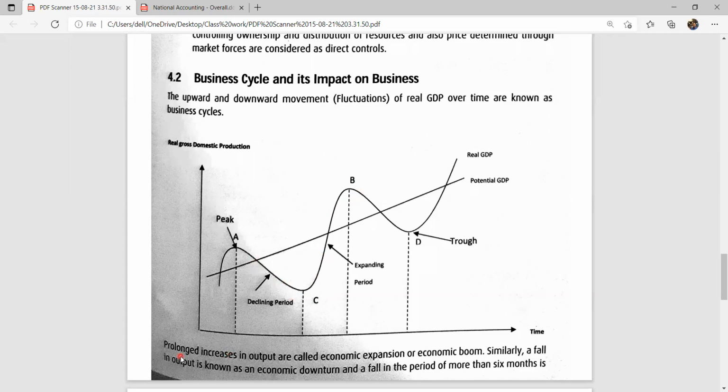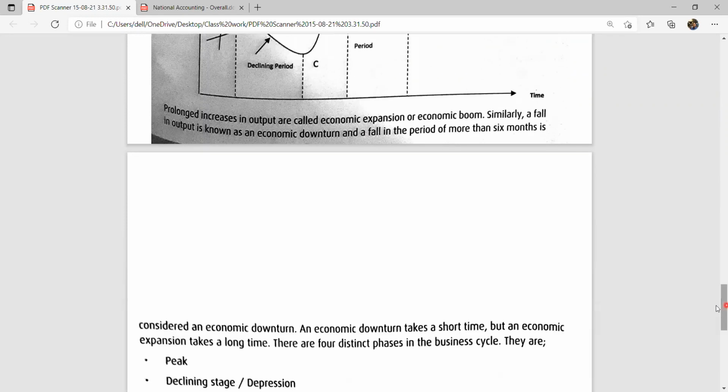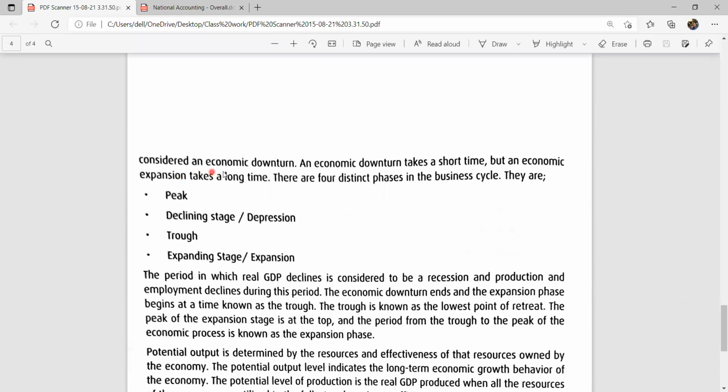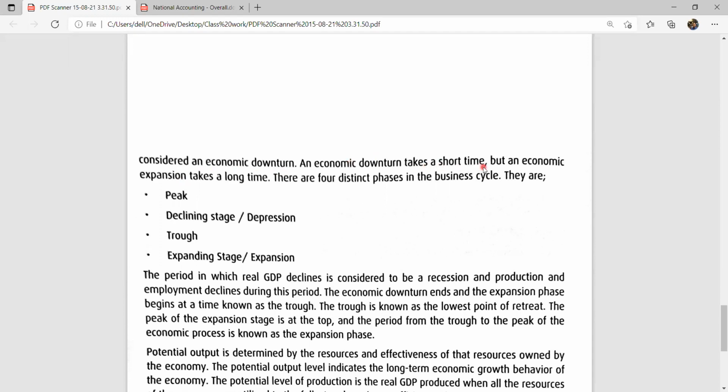So it says here, a prolonged increase in output is called economic expansion or economic boom. Similarly, a fall in output is known as economic downturn. If the output falls for a period of more than 6 months, it is called a recession, considered an economic downturn. An economic downturn takes a short term, but economic expansion takes a long term. Expansion means once again growth.